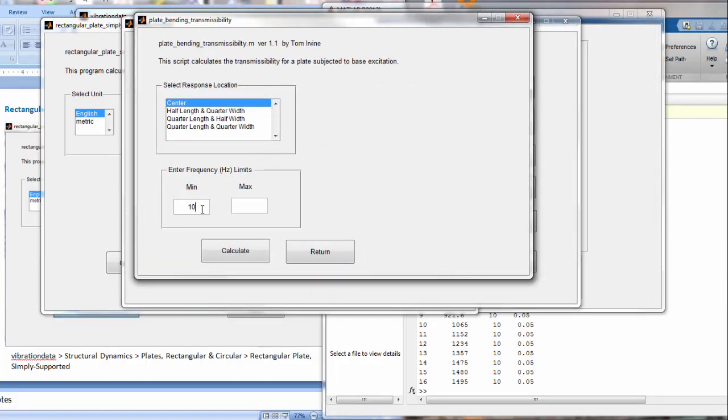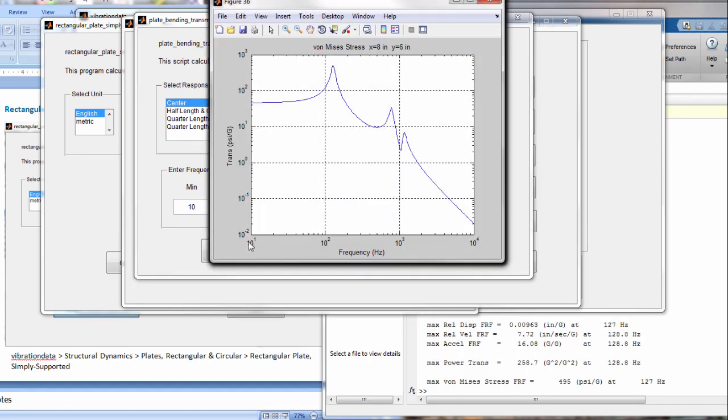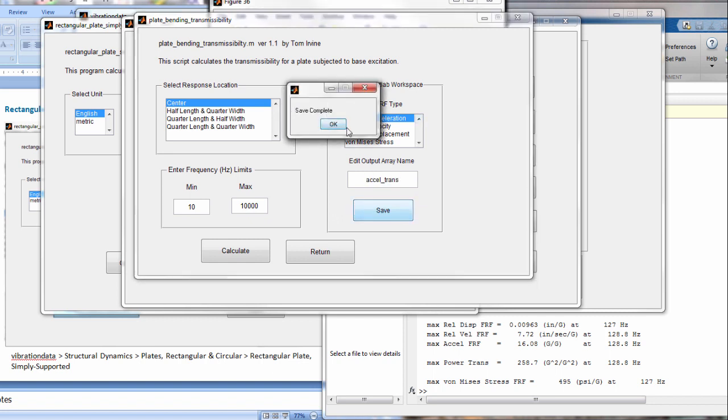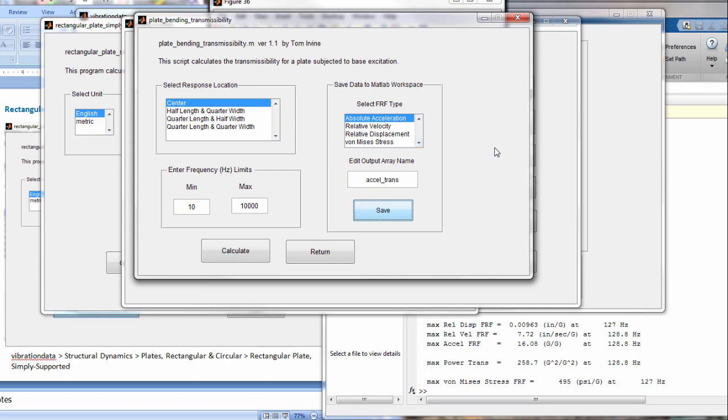Okay, 10 to 10,000 hertz. So all those different curves flash by. We've seen them before. Let's save the absolute acceleration. I'm just going to save this as accel_trans, and you can call this anything you want, just as long as you remember what it is. So we're saving that, our output array.